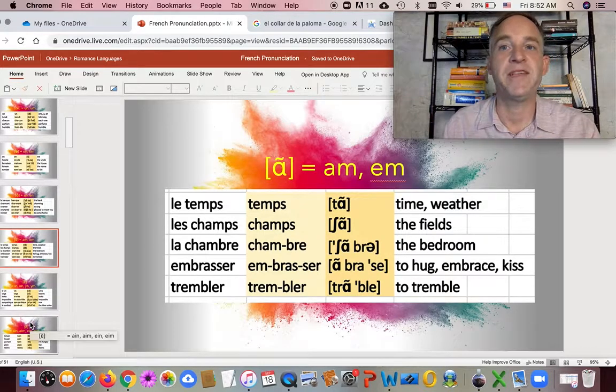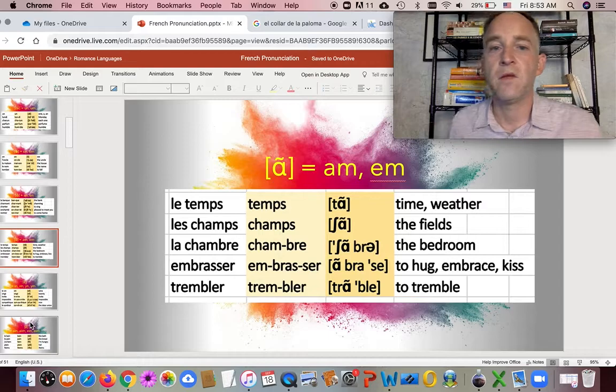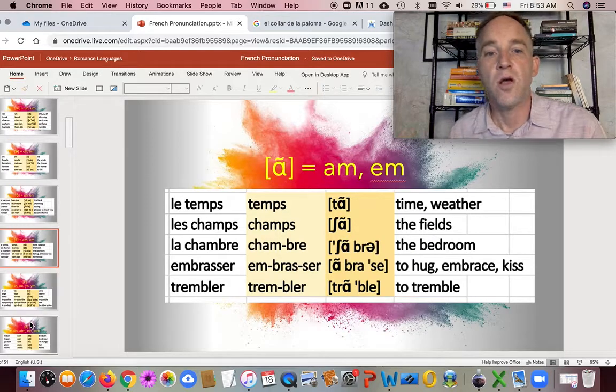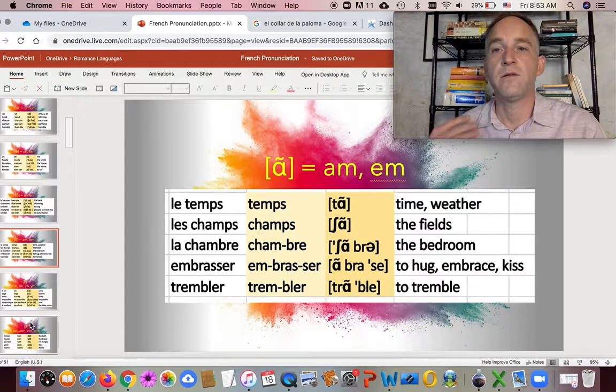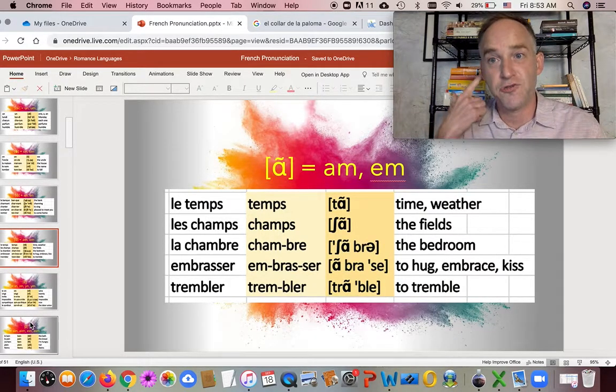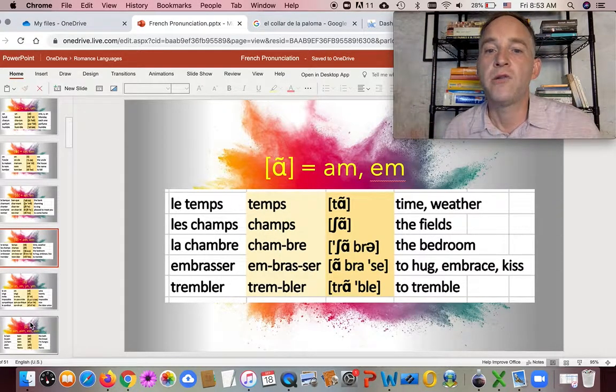And the same exact sound can be spelled A-M or E-M naturally. Le temps, les champs, la chambre, embrasser, trembler. Let's read it again, and I'm going to look at the middle part. Temps, champ, chambre, embrasser, trembler. Okay, it may be a little early for you to read the phonetic part, but listen to me read it and look at that phonetic part because I think that will help you. Temps, champ, chambre, embrasser, trembler.